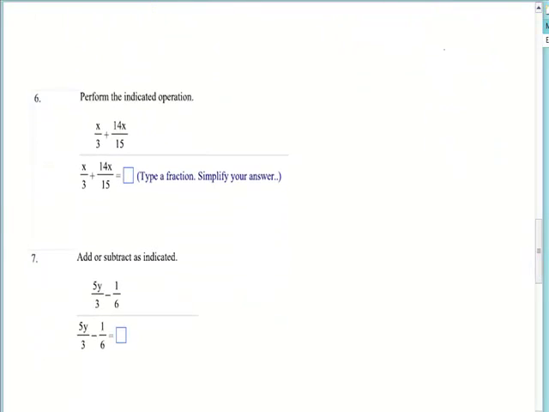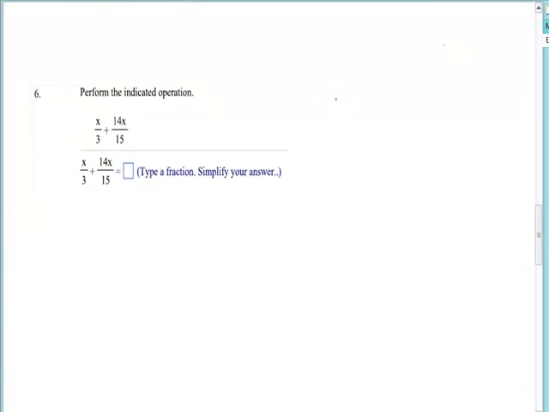All right, let's take a look at number 6. I have x over 3 plus 14x over 15. To add two fractions, I need a common denominator. This time, 15 will work.